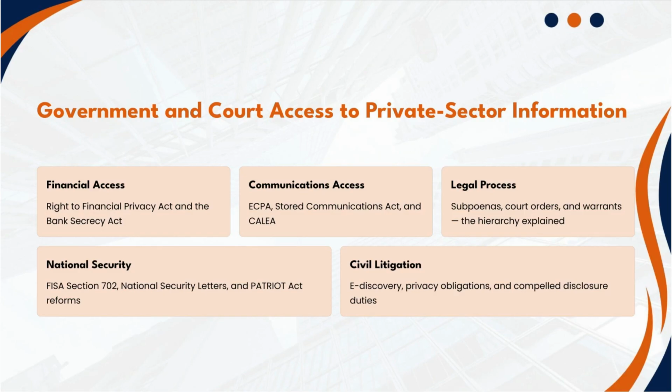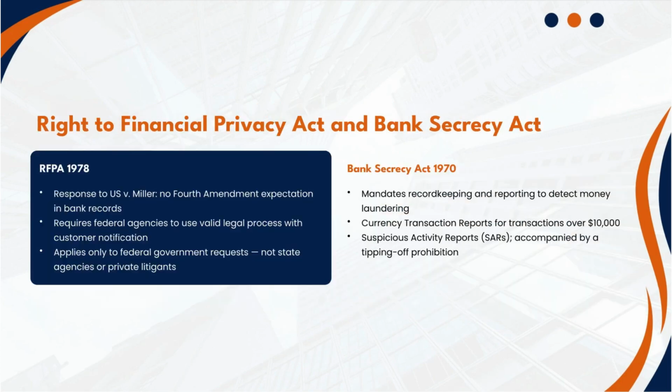Fourth, national security. FISA, Section 702, National Security Letters, the PATRIOT Act, and the Freedom Act reforms. And fifth, the civil side. Cybersecurity information sharing, the Privacy Protection Act, and e-discovery obligations. Stay with me. This chapter explains why Schrems happened. Let me show you 2 statutes that contradict each other beautifully.